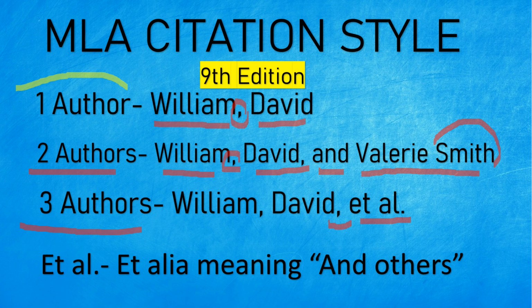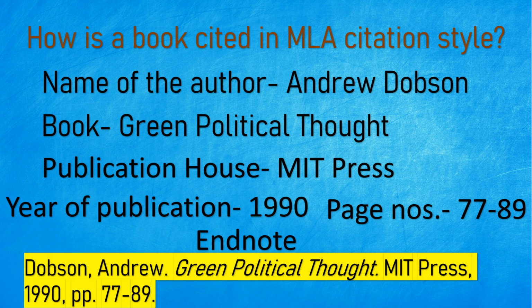Let's move to learning in detail. How is a book cited in the MLA citation style? Some information is provided that you can find: name of the author, book, and publication house. The name of the author is Andrew Dobson. The title of the book is Green Political Thought, the publication house is MIT Press, and the publication year is 1990. The page numbers are also given, the page numbers used in that particular book or article.